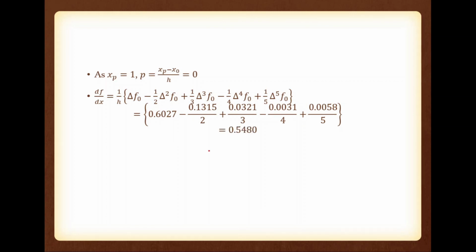So the answer is 0.5480. That was rounded to 0.5480. So please note this is df by dx. Now one more part is that we are asked to find d square f by dx square.